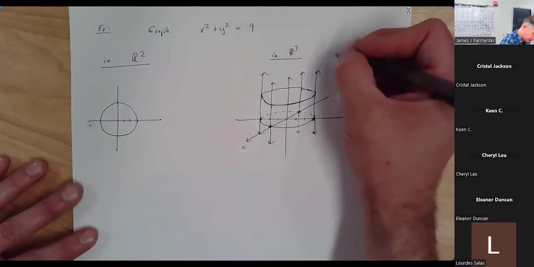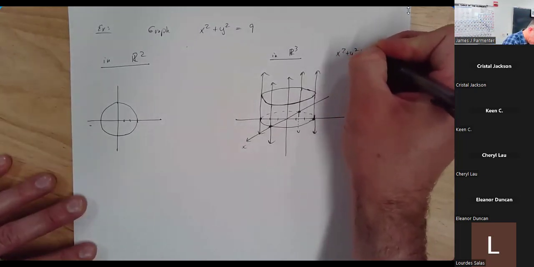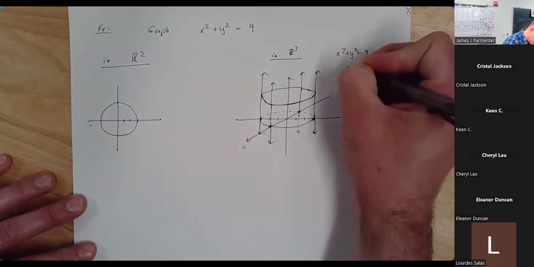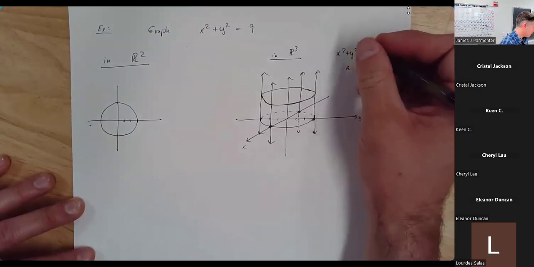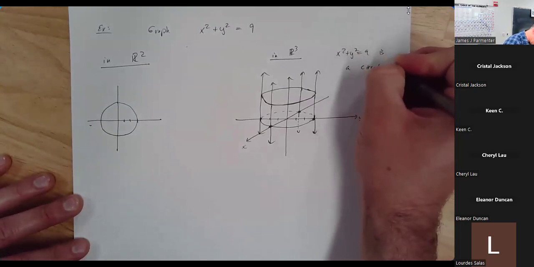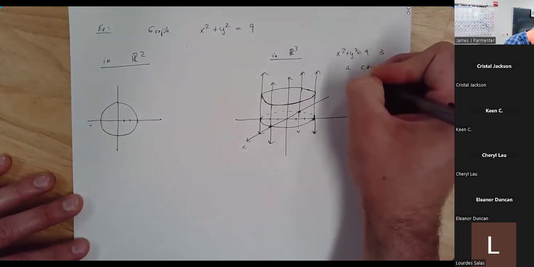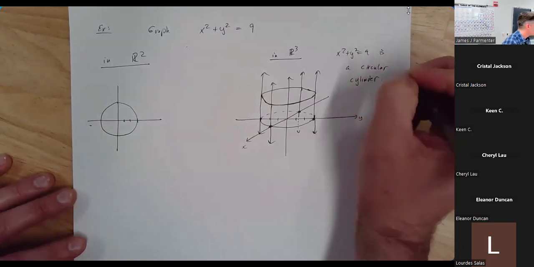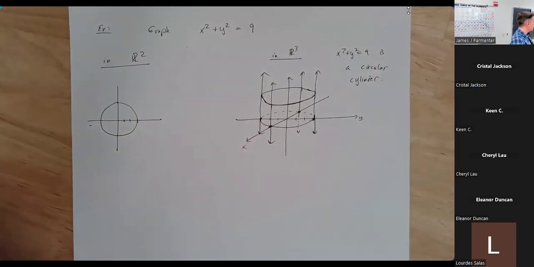So in R3, x squared plus y squared equal to 9 is, I should be extra specific here, a circular cylinder. And you might say, James, aren't all cylinders circular? And I'm going to say no. So this is what you would usually think of as a cylinder, right? Your usual cylindrical shape, a nice tube, whatever you want to call it.